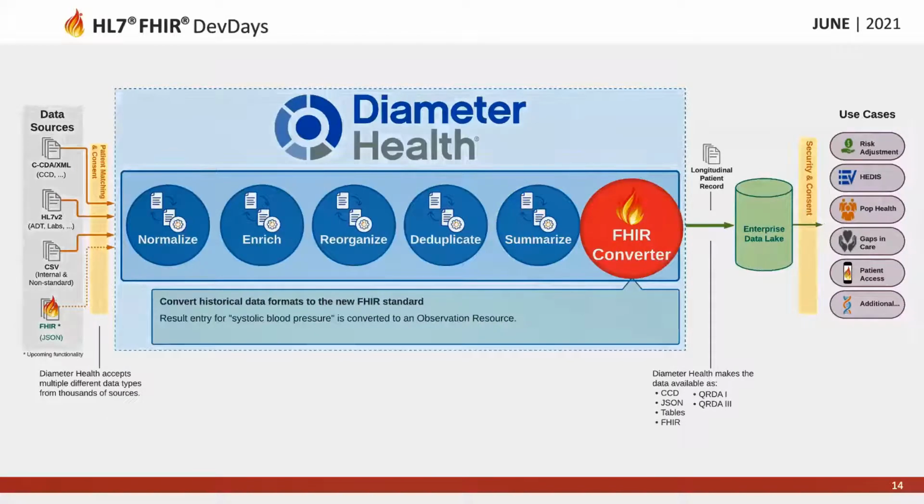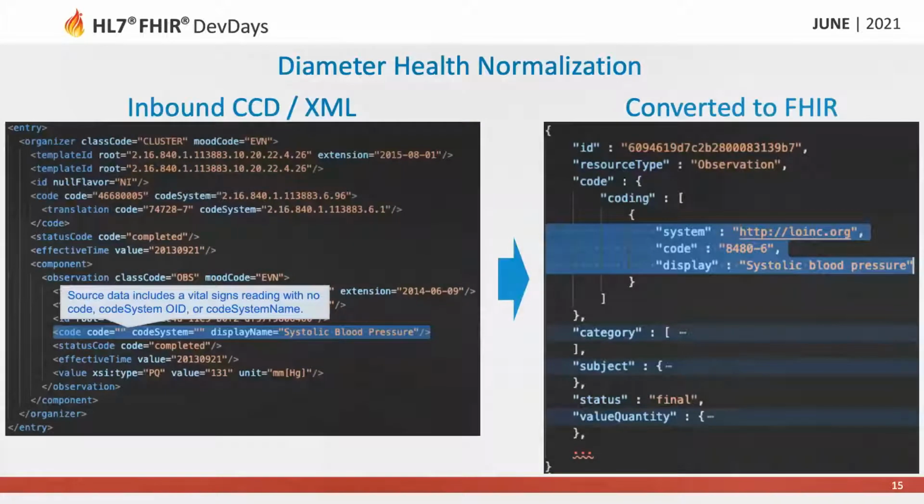And finally, we convert legacy data to FHIR through a complex clinical mapping and a process that resolves references to maintain referential integrity. Here is just one example of an inbound CCD where the XML is missing the code and code system for a systolic blood pressure.